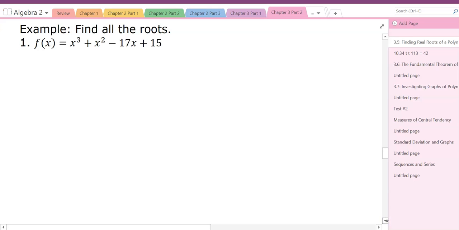All right, so we're going to start here. We have x to the third plus x squared minus 17x plus 15. Tell me, guys, what's going to be your p? Good. 15. What's going to be the q? 1. So let's start by making our possible list here.